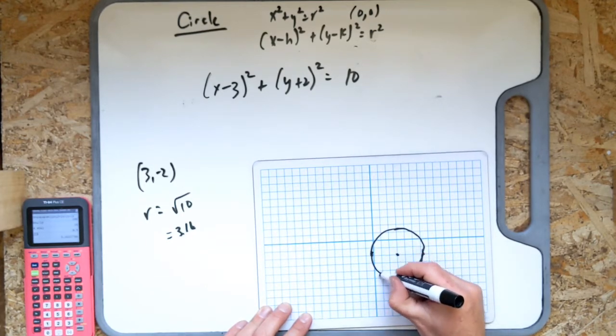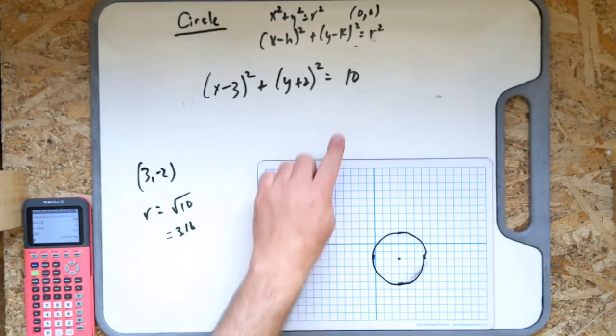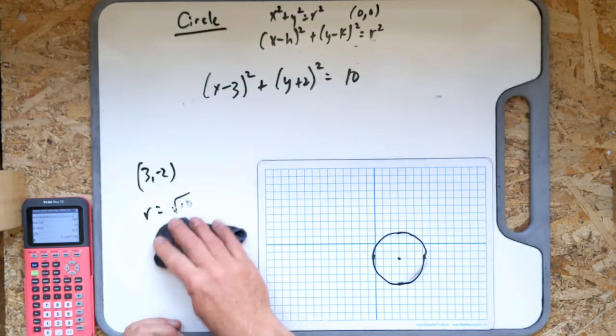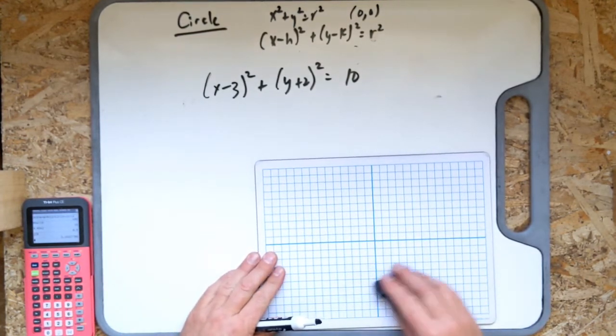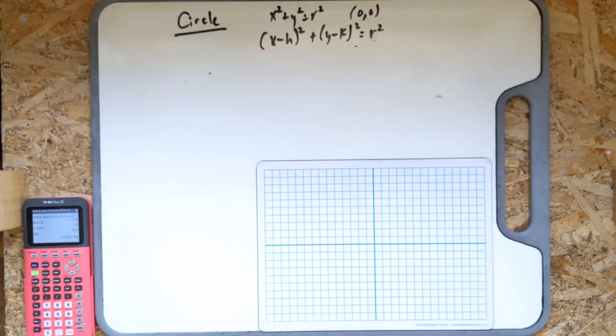Oops, that's a little potato-like. There we go. So it doesn't have to be a whole number over here. And by the way, the center doesn't have to be either. Okay, that's how you graph a circle from an equation, where the equation comes from. Now I'm going to do the reverse. I'm going to graph a circle and have you write the equation.